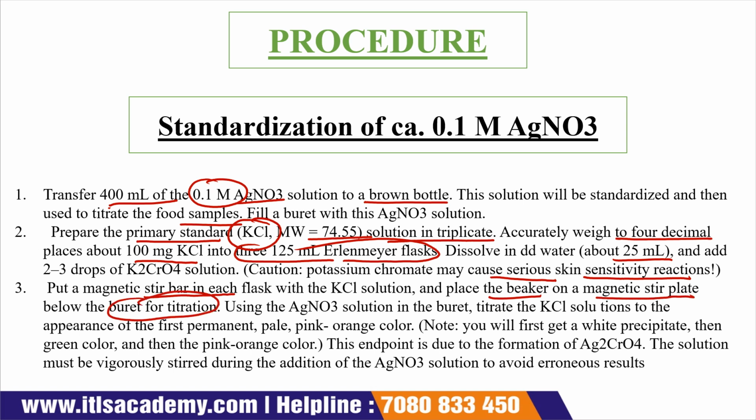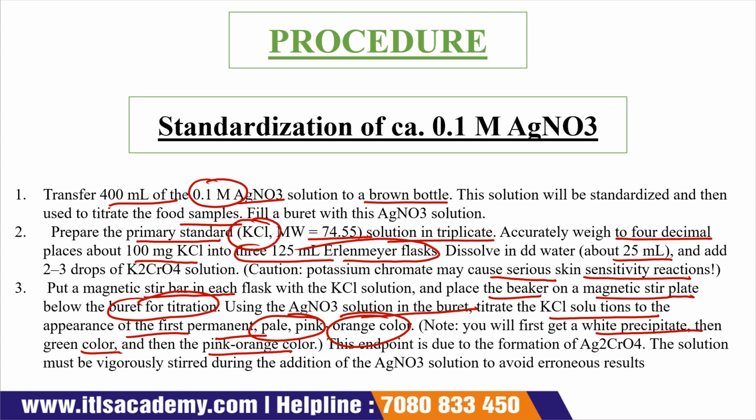Then we fill the burette with silver nitrate and titrate the KCl solution to the appearance of the first permanent pale pink or orange color. This pale pink or orange color is the end point of the titration. Now you have to note one thing: you will get a white precipitate, then green, and then after that you get a pink orange color.